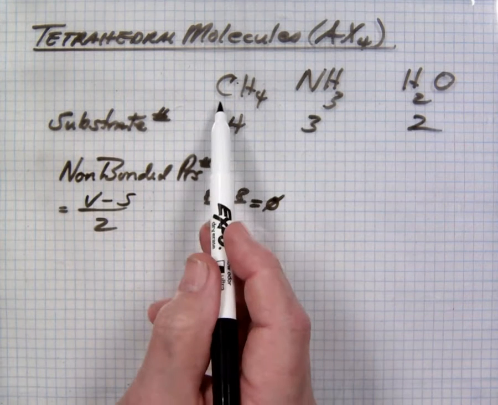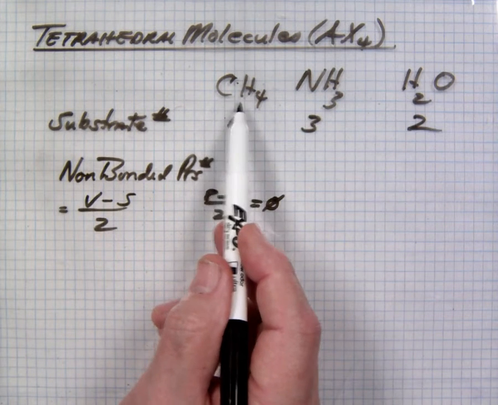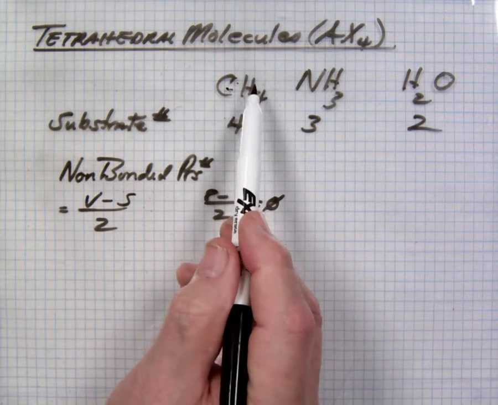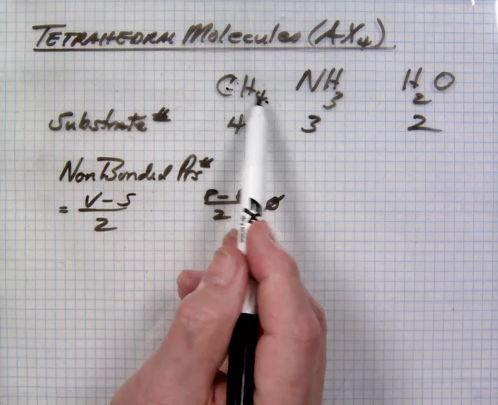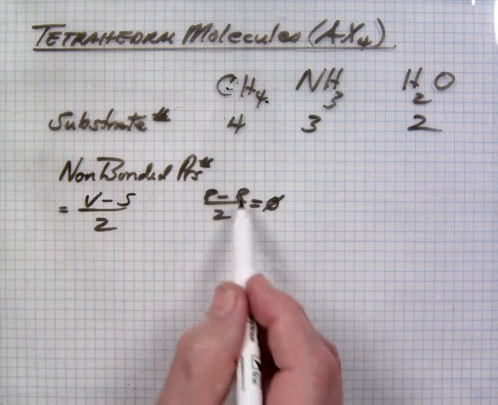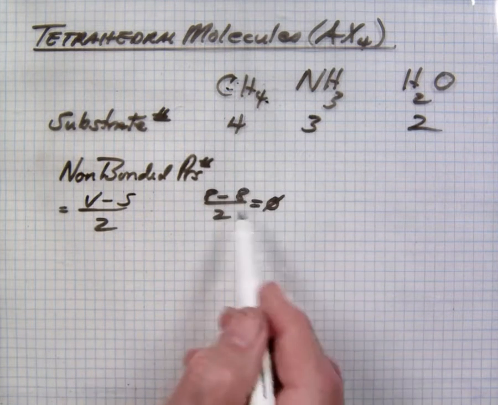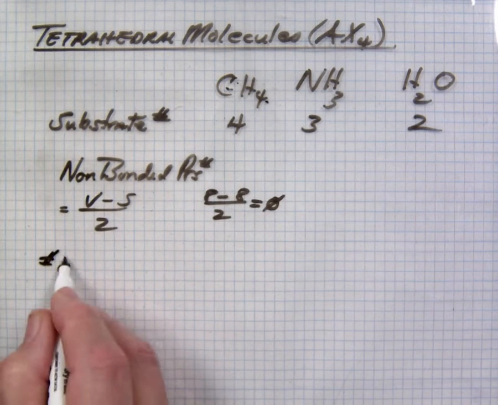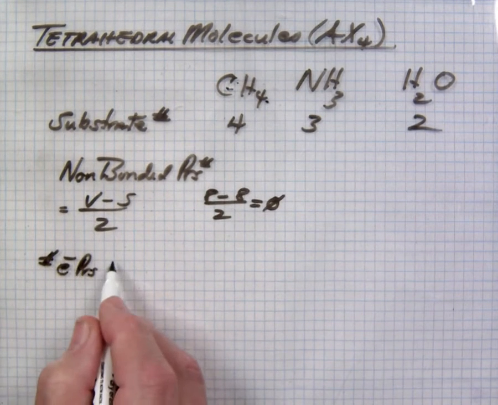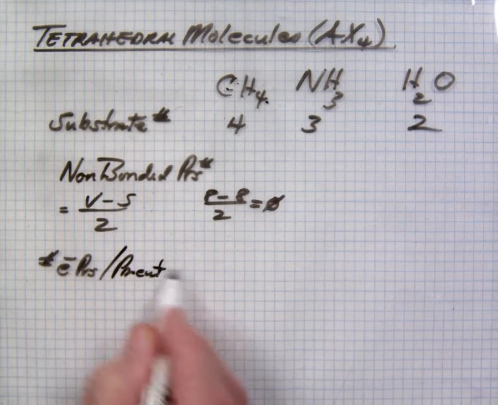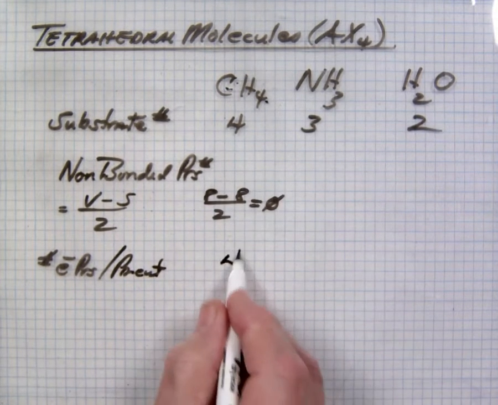Did everybody kind of follow me? I didn't draw them all out. Carbon's 4 valence, hydrogen's 1, and we have 4, so 4 and 4 is 8. So that's 8 valence number minus substrate number, 2 times 4 is 8. So the number of electron pairs in the parent is 4 and 0 is 4.